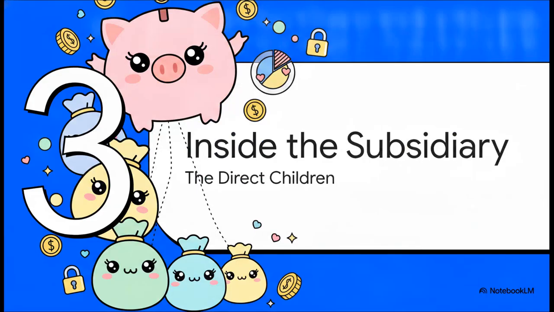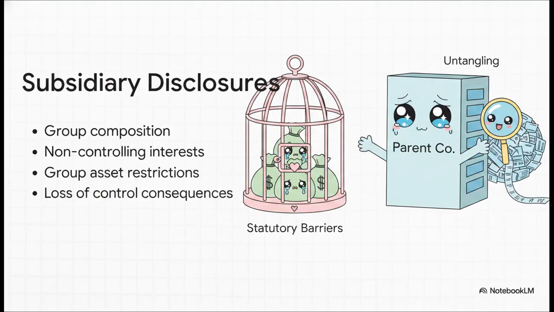All right, Section 3. Inside the subsidiary family. These are the direct children of the corporate parent. When a parent fully consolidates a subsidiary, the numbers just sort of blend together into one big pot. So IFRS 12 requires specific disclosures to untangle them, helping investors see the true composition of the group. Companies have to disclose the interests held by outside, non-controlling parties, the consequences if they were to suddenly lose control of a subsidiary, and, this is a big one, any significant restrictions. Are there legal or contractual barriers stopping the parent from moving cash around or settling liabilities across the group? You absolutely need to know if the parent's cash is trapped down in a subsidiary.